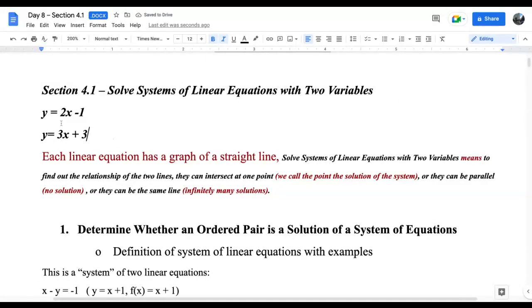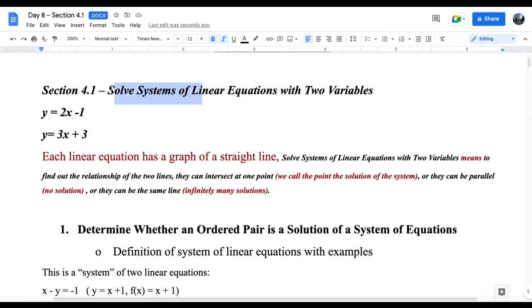Because I have two, I call this a system. So I say this is a system of two linear equations with two variables, because x is a variable and y is a variable. Basically we have two lines. This is one line, this is another line.